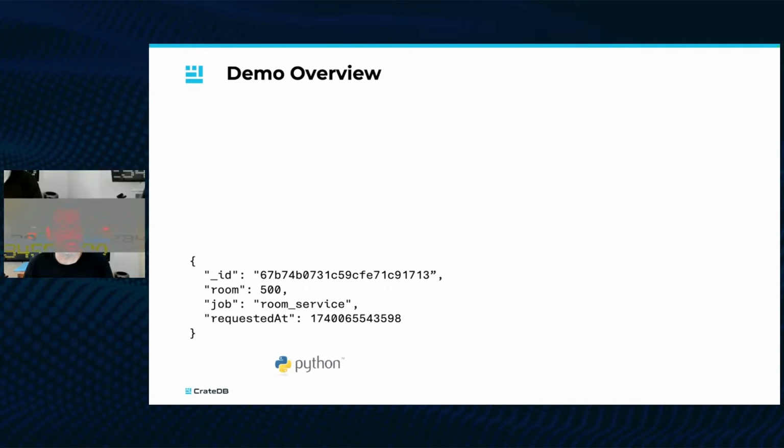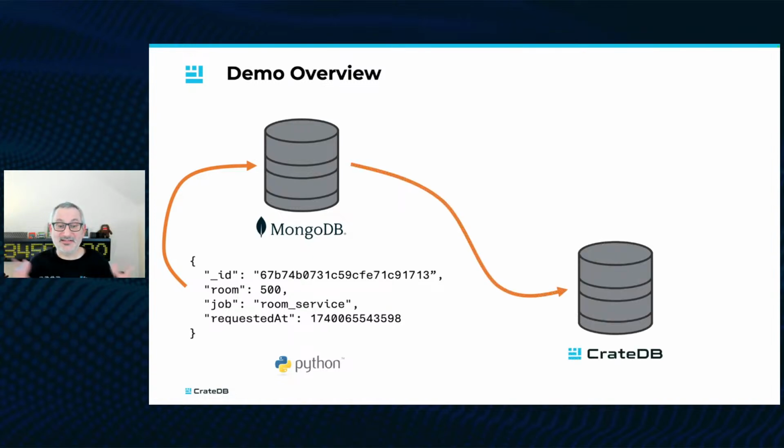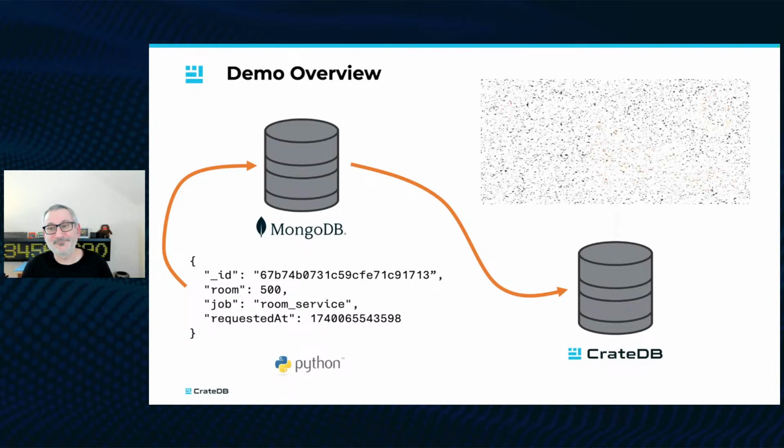So I've got a bit of Python that is going to generate these events at fairly random times and store them in MongoDB as a collection. So that's our production system where this work happens. Then we're going to use CDC to replicate this data across to CrateDB, where we can use it for analytical purposes without affecting what's going on in Mongo.